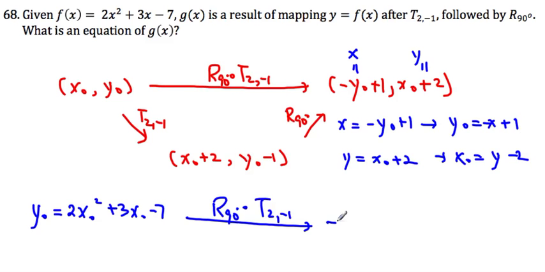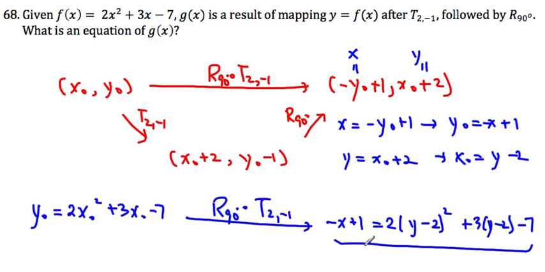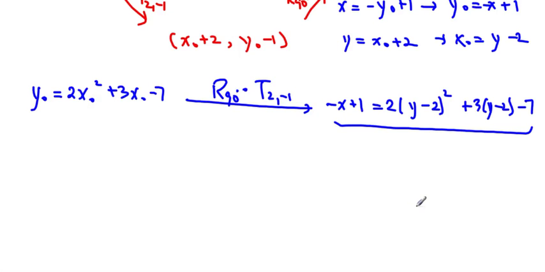So we end up getting negative x plus 1, which is equal to 2 times (y minus 2) squared plus 3 times (y minus 2) minus 7, and that becomes our answer. Of course, you can solve for y now, because that's what we are looking for here, g of x. Then let us just continue on this one, expanding this expression.